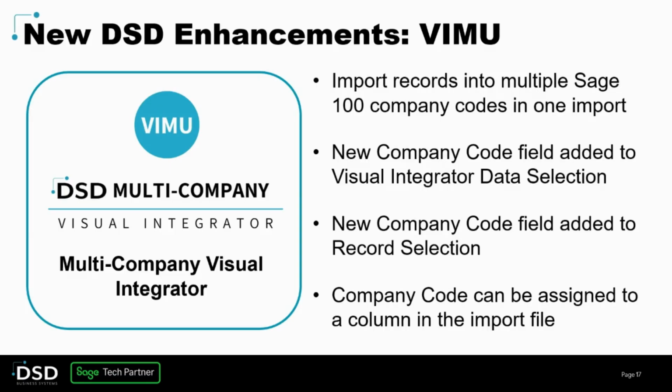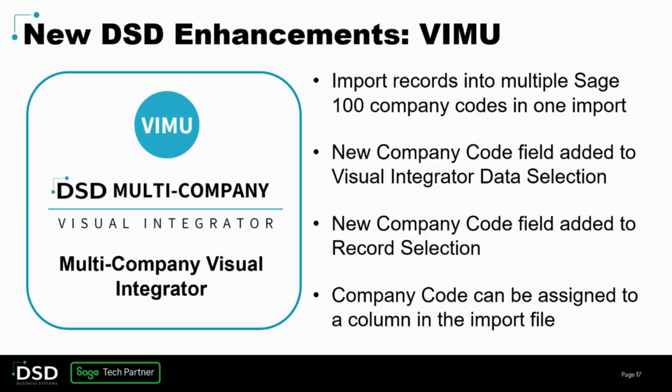VIMU, so with this enhancement, we've added the multi-company functionality to Visual Integrator. So you have the ability to import a single file into multiple company codes. We've added a company code field to the Visual Integrator data selection so that you can have that company code assigned in the file that you're importing, and then the utility knows to flip between the companies as it's doing the import.